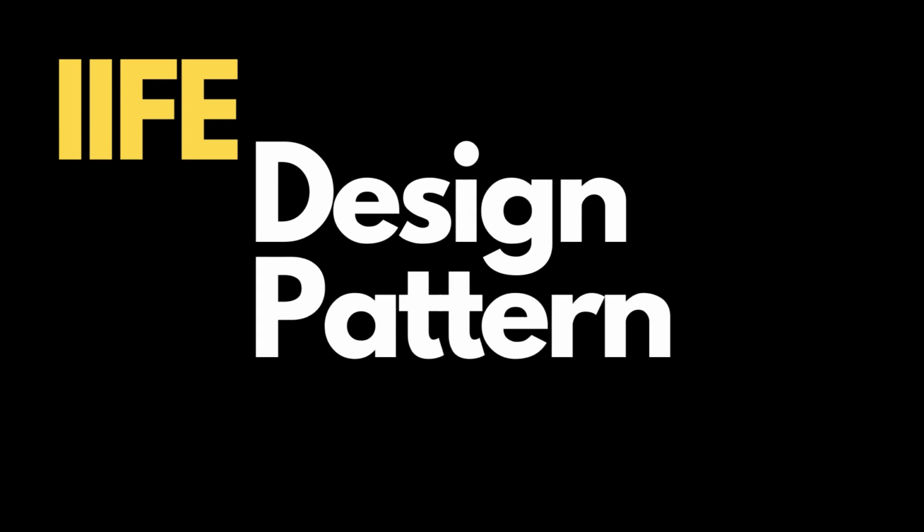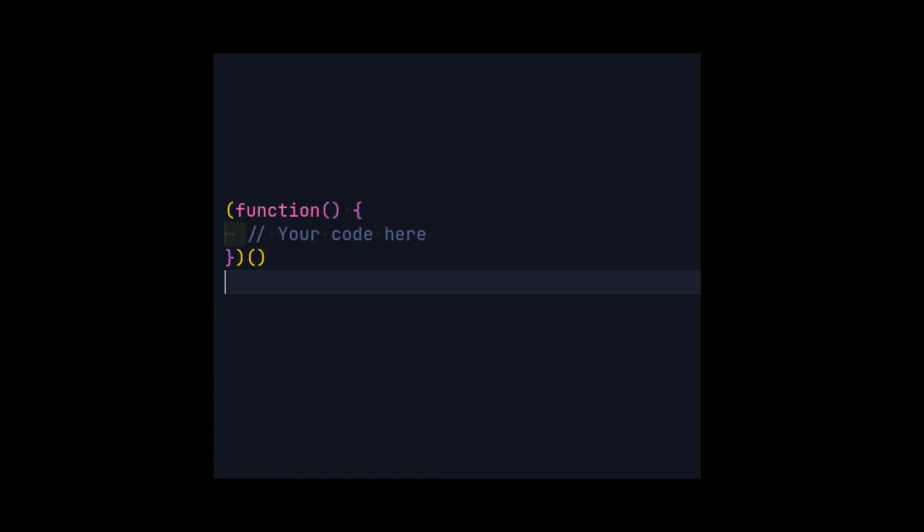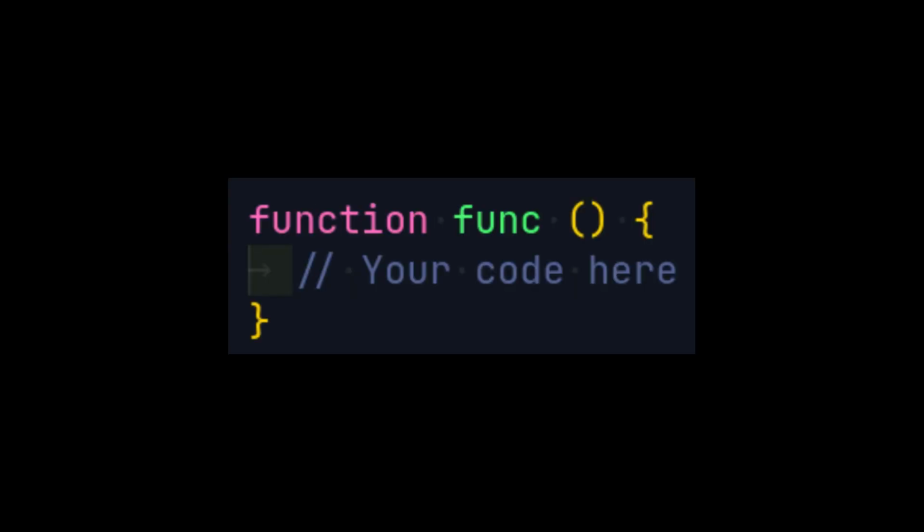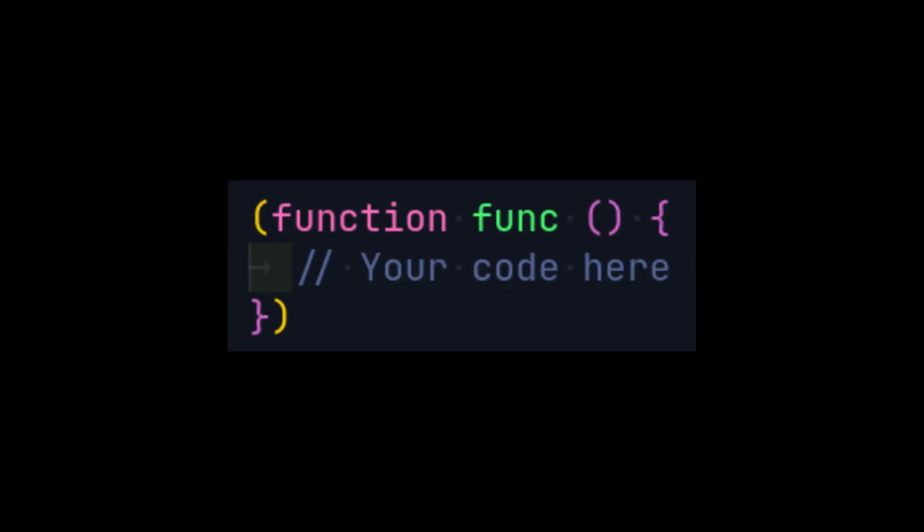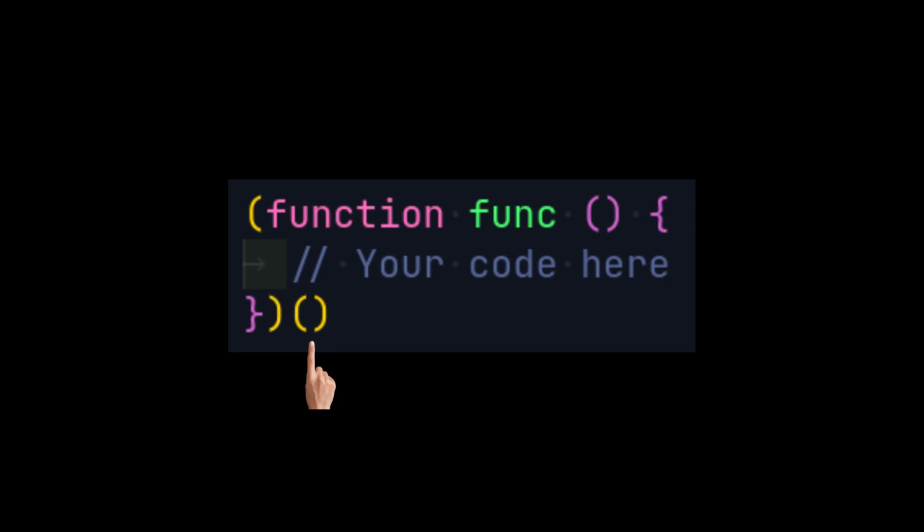IIFE is a design pattern in JavaScript where a function is defined and immediately executed right after its creation. The function is wrapped in parentheses and then immediately followed by an additional set of parentheses. This structure turns the function into an expression, and the double parentheses trigger its immediate execution.